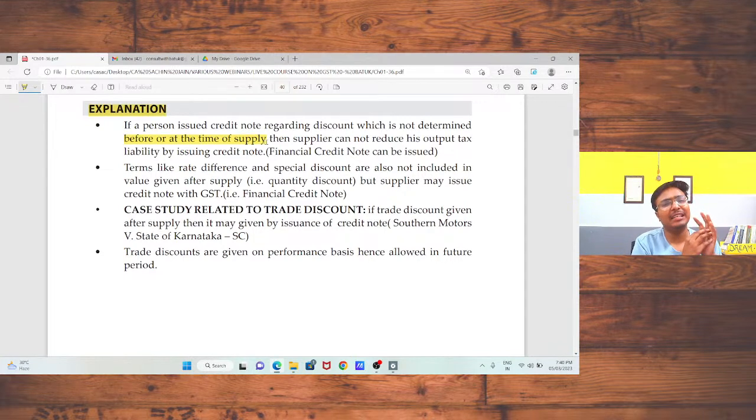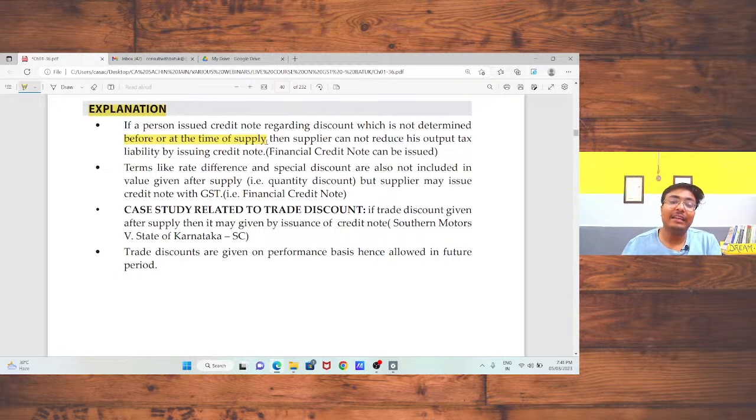From a basic point of view, there are two types of discount. One is financial discount, another is trade discount. If the terms are already decided at the time of supply or before the supply, in that case the discount is treated as your trade discount. But if the terms are not decided at the time of supply, in that case that discount should be treated as your financial discount. In case of financial discount, you may adjust the taxable value, but no effect is given to the CGST, SGST, IGST, that is your GST amount. But in case of trade discount, you may adjust the taxable value as well as your tax amount.